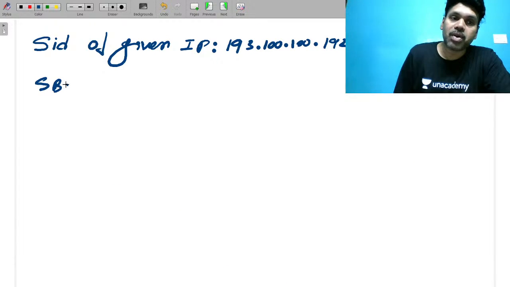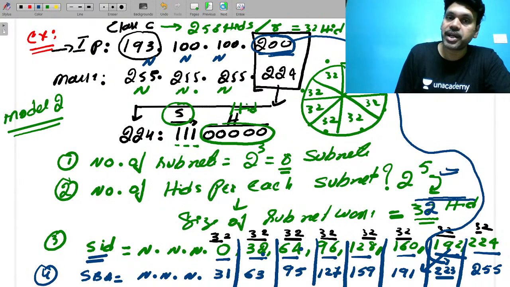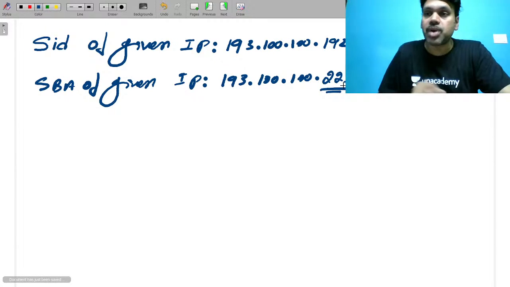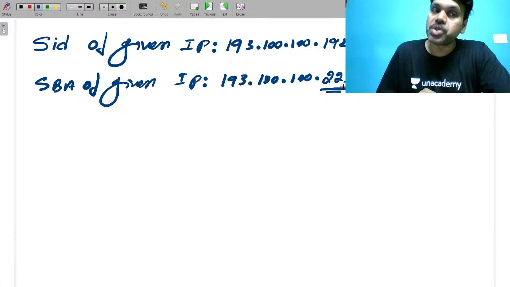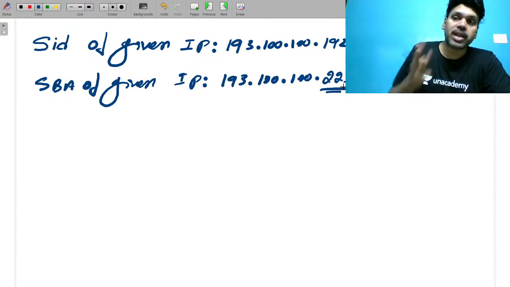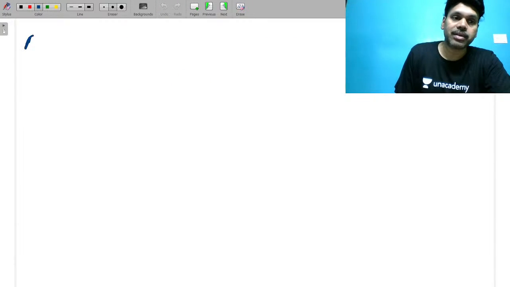What is the subnet broadcast of the given IP? The subnet broadcast of the given IP is nothing but 193.100.100, which we already noted, and then what is that? 223. That's it. This is model 2, how to obtain subnet IDs and how to obtain subnet broadcast address. So I will show you model 3, observe carefully. So what is model 3? Model 3 is very popular in the GATE examination.